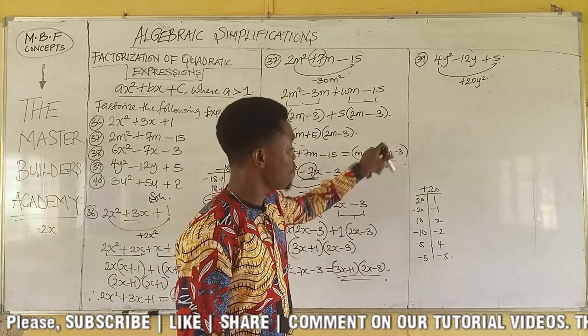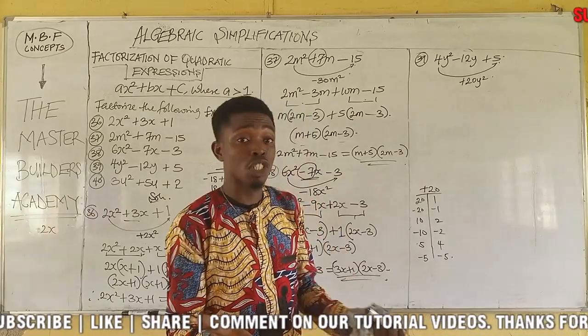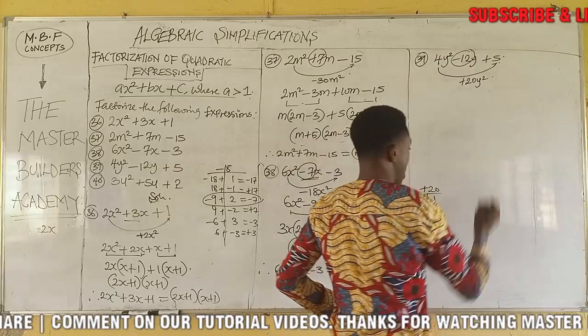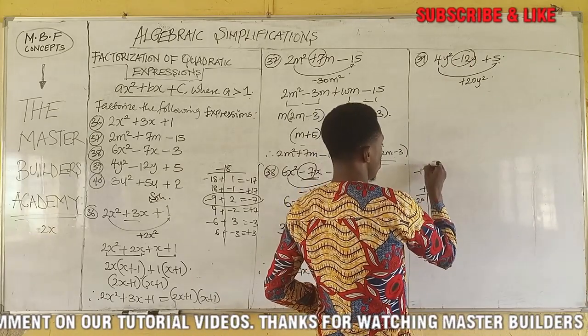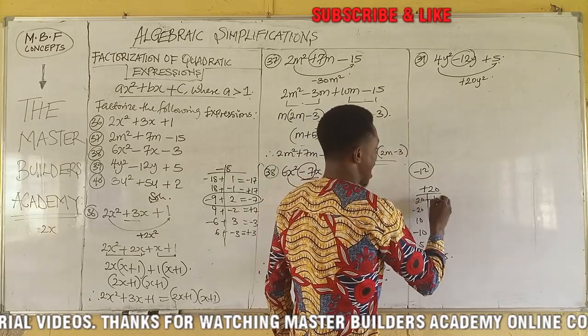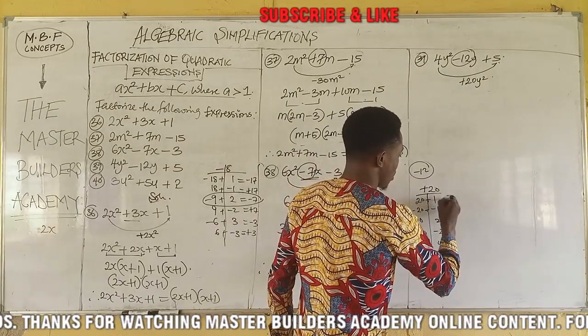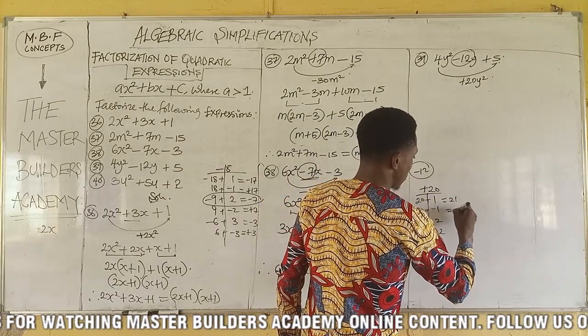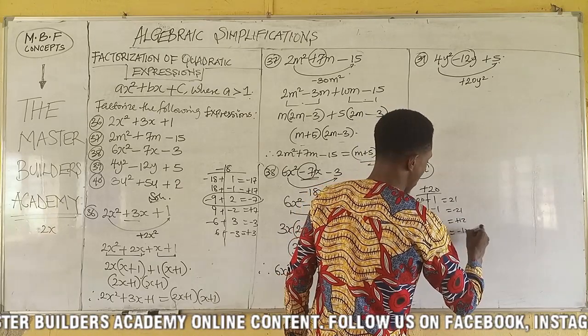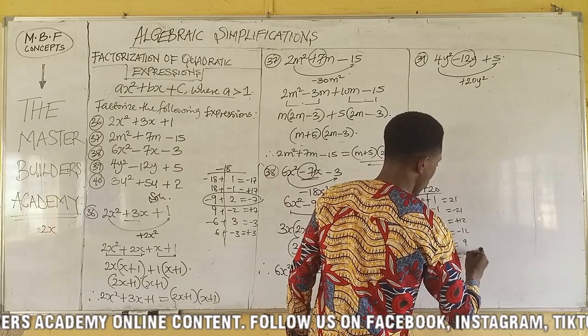Now, among these factors, how do we choose the one to go for? We'll now come here and consider the middle term. The middle term here is minus 12. So we now need to sum up these factors and see the one that will give us minus 12. When we add all of this, this will give us 21. This will give us minus 21. This will give us plus 12. This will give us minus 12. This will give us 9. And this will give us minus 9.